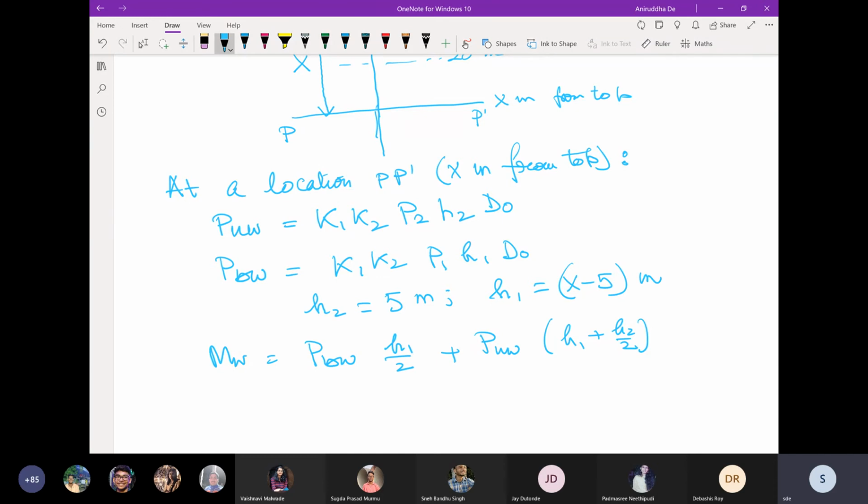The weight of the liquid up to a cross section located at x meter from the top. Calculate all the stresses, formulate the governing equation of x, and then solve for x and evaluate whether x is greater than 25 meter, or whatever the height is given. I think 25 meter is given in the problem. So whether it is greater than that or less than that. Okay. Yes, sir.